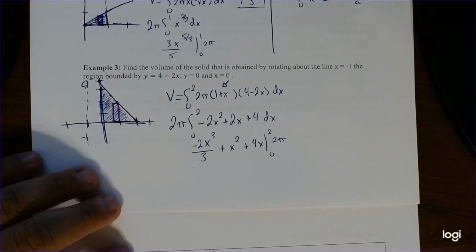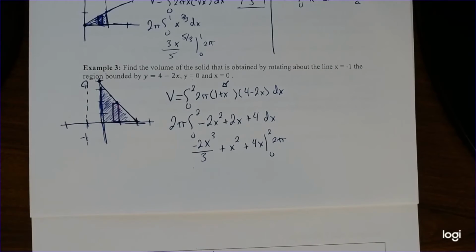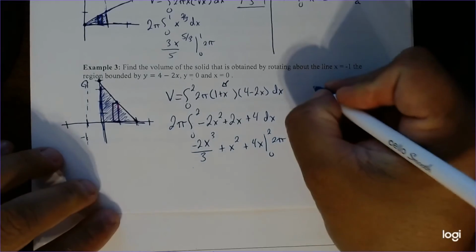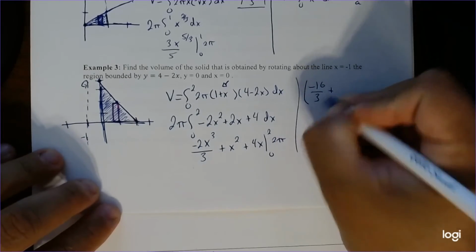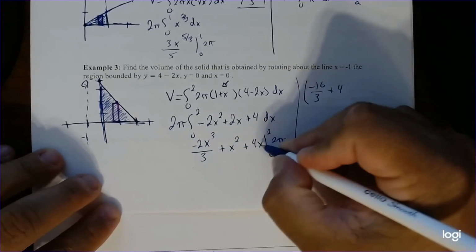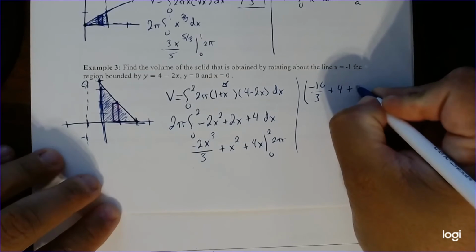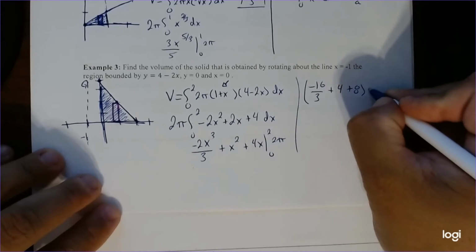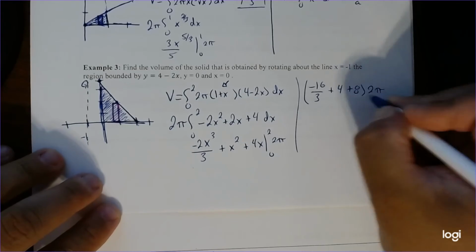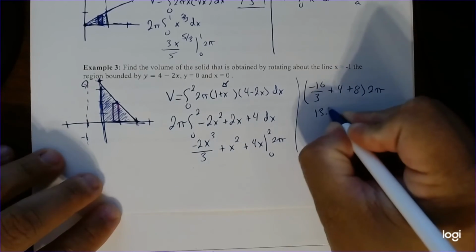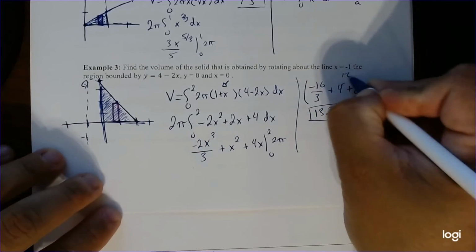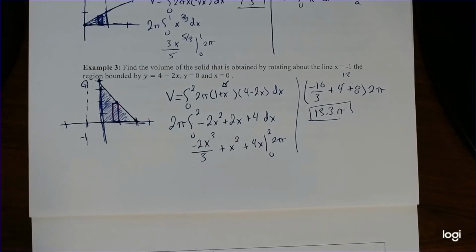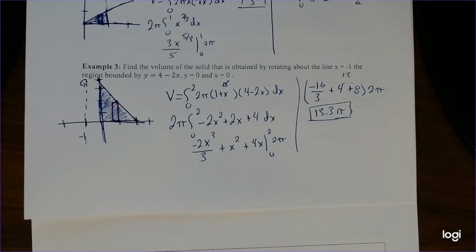Okay. And again, 0 doesn't matter, so we're just going to plug in 2. So 2 to the third power is 8, times 2 is going to be negative 16 over 3. 2 squared is just going to be 4, and then 4 times 2 is going to be 8. And all of this we times 2 pi. And again, this gives you approximately 13.3 pi once you add all this stuff. You can put it in fraction if you want, but that's perfectly fine.